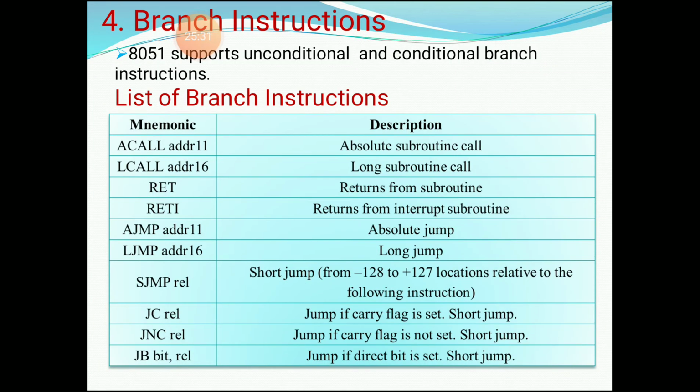Now let us see the branch instructions. 8051 supports both conditional and unconditional branch instructions. If the instruction is unconditional, whenever the controller executes that instruction, it transfers the control to the specified label address. When a conditional instruction is executed, first, if the condition is satisfied, it transfers the control to the specified address. Otherwise, it executes the next instruction after the conditional instruction. So these are the instructions belonging to branching operations.